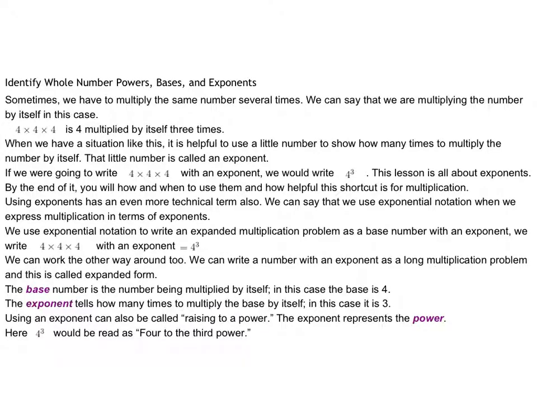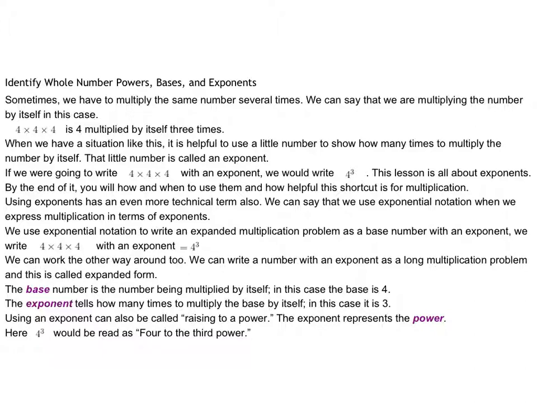Identify whole number powers, bases, and exponents. So sometimes we have to multiply the same number several times. We can say that we are multiplying the number by itself in this case. So 4 times 4 times 4 is 4 multiplied by itself 3 times. So when we have something like this, it's helpful to use a little number to show how many times to multiply that base number by itself. That little number is called an exponent. So instead of 4 times 4 times 4, we could write that as 4 raised to the third power, because there's going to be 3 4s that we're multiplying together.